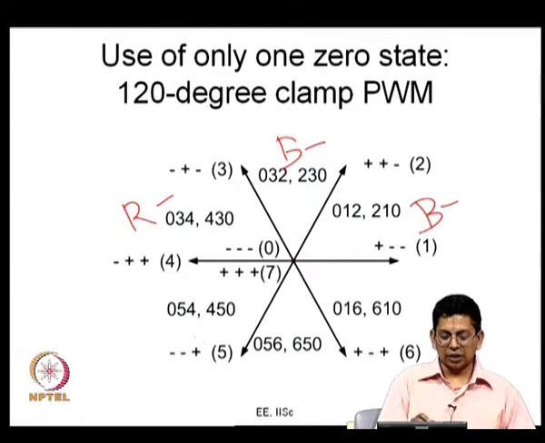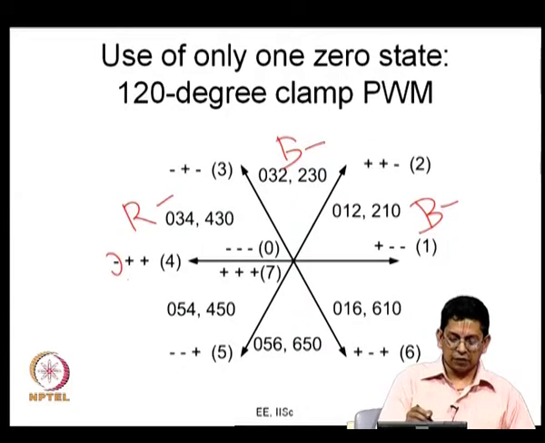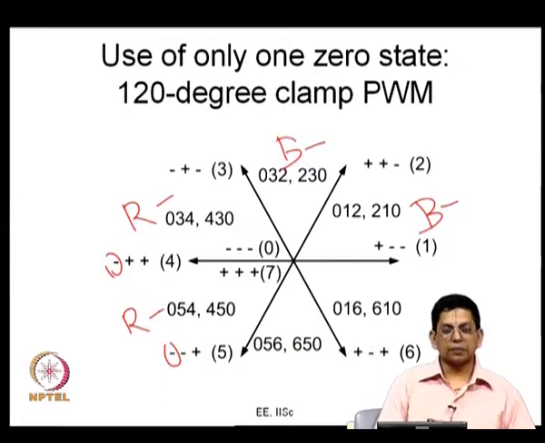And if you look at sector 4, the states used are 0, 5 and 4. 0 meaning minus, minus, minus, and 5 is minus, minus, plus, and 4 is minus, minus, plus, and it is always minus here everywhere. This is B phase is always negative. Therefore, I am sorry, R phase is negative. So, R phase is negative here.